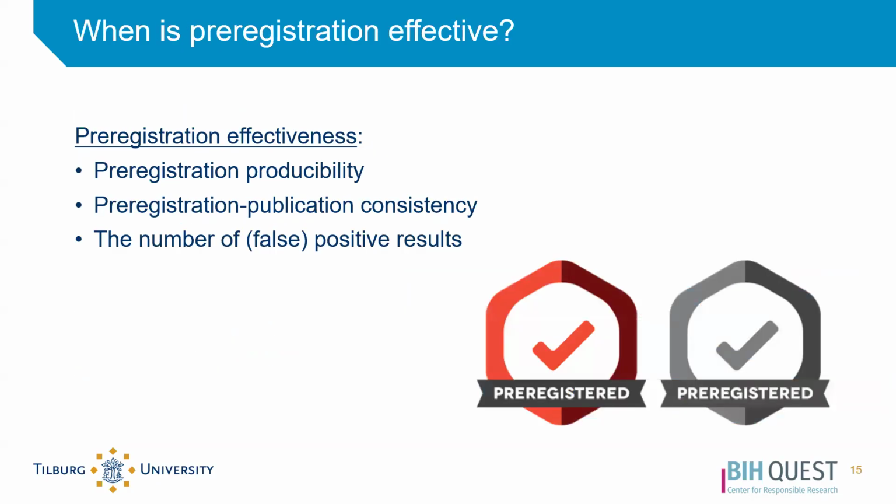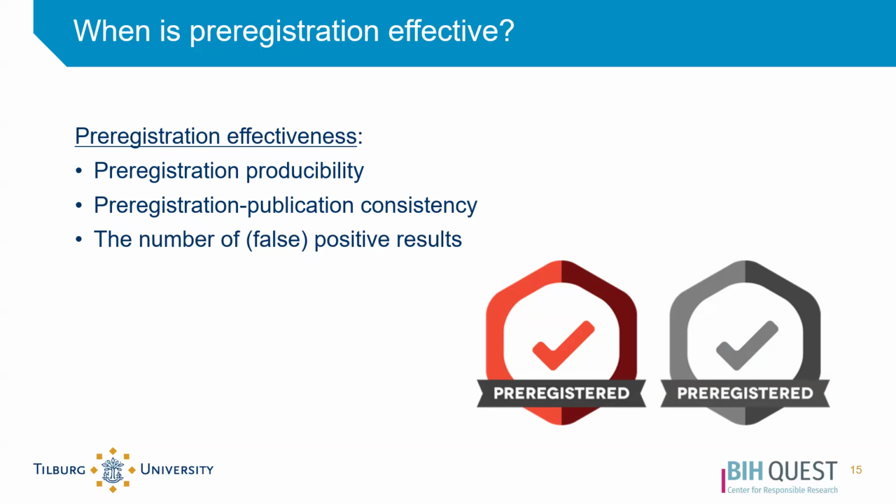So now a bit of meta science, meta research about pre-registration. So when is pre-registration as a concept effective for a specific scientific field? There's three things that I looked at in my research and that I think are key. One is pre-registration producibility. So how producible is your pre-registration? You might notice that it's a pretty similar term compared to reproducibility, which you're maybe familiar with. So that's not an accident.